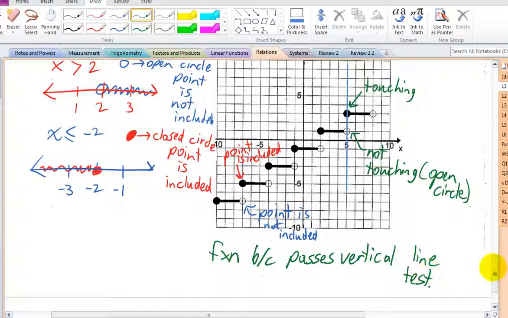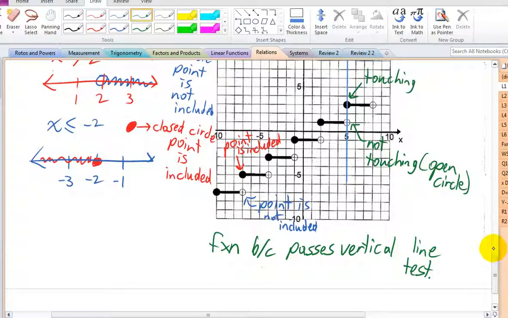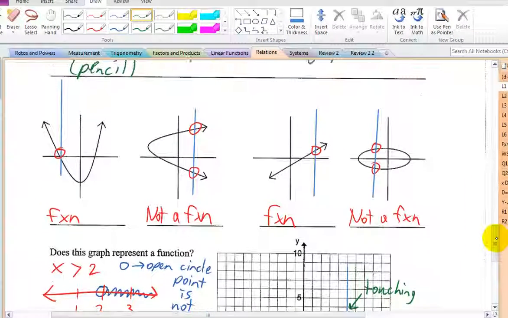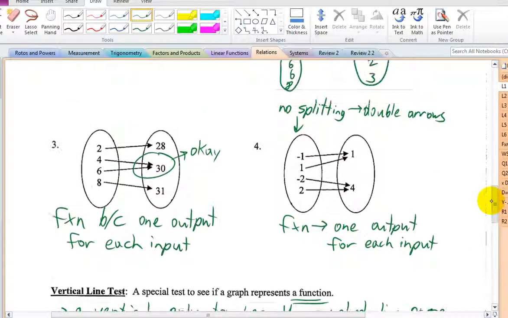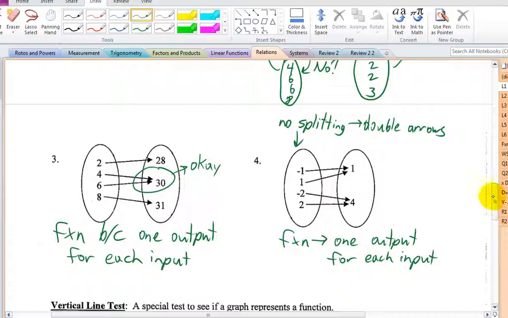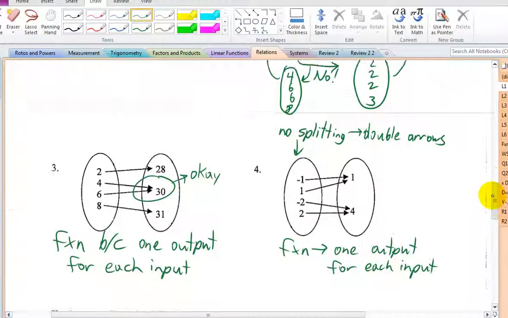All right. So a little bit of review on how to graph inequalities, open, closed circles, what that means with our vertical lines. Okay. This is like an instantaneous jump up. Here's a function versus not a function. What it looks like with an arrow diagram, function versus not a function.